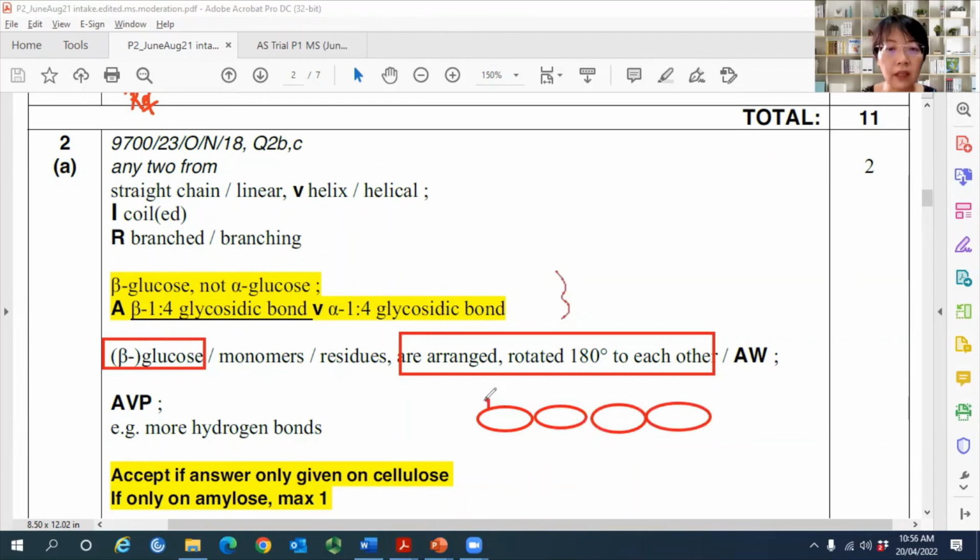Let's say this is carbon number 6 of the glucose. Carbon number 6 on top, suddenly carbon number 6 at the bottom. Carbon number 6 on top, carbon number 6 at the bottom. So how to describe this arrangement is that all the beta glucose units are rotated 180 degrees to each other. So this is 180 degrees to this, and 180 degrees to this. Or you can say alternate glucose units rotate 180 degrees. That means the original, then the alternate one, the second one, the fourth one, and so on, rotate 180 degrees. So please learn how to describe this clearly.